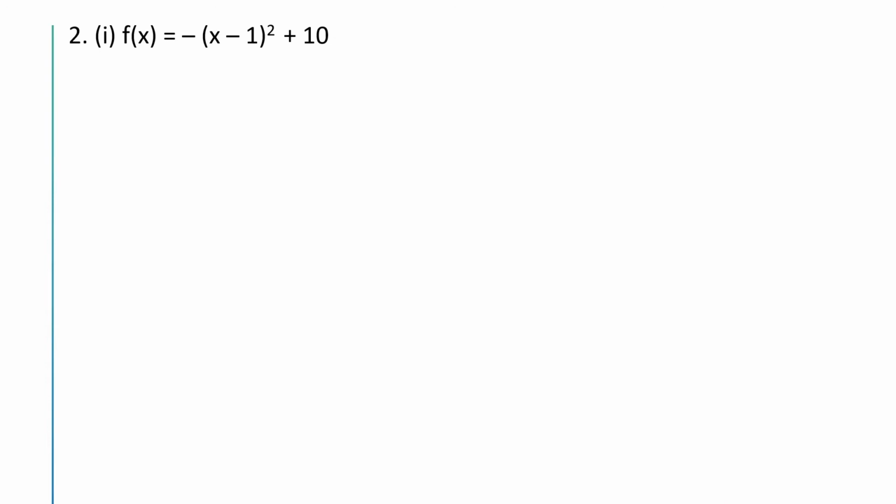Let me write here. We know that (x minus 1) the whole square is greater than or equal to 0, which means minus of (x minus 1) the whole square is less than or equal to 0.